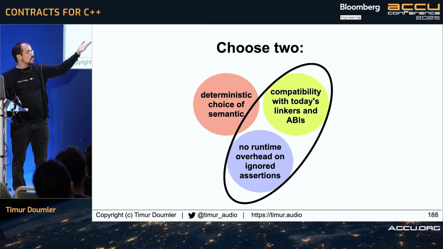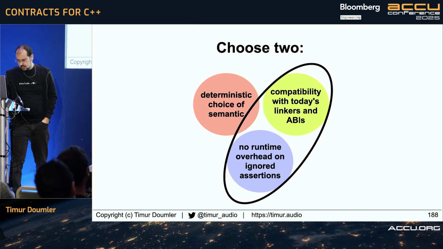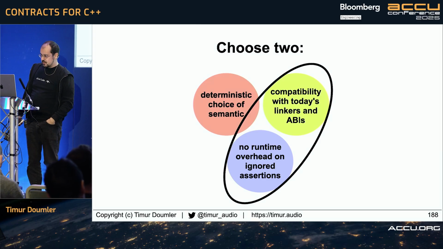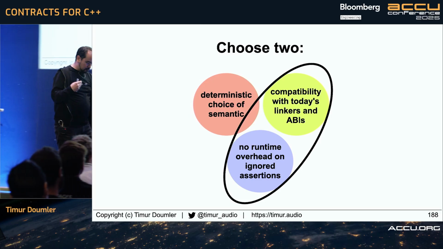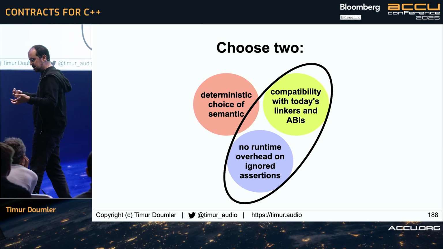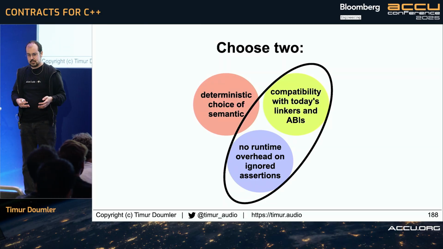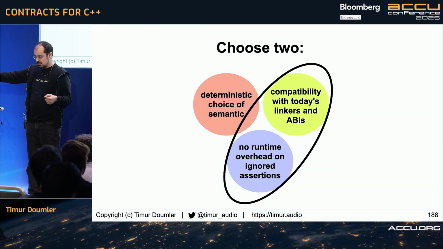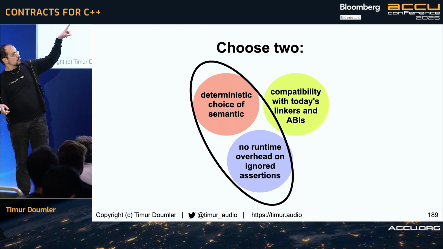But you don't break the ABI, and you still don't have runtime overhead if you ignore them. Another possible choice would be to say, well, we can expose the contract assertion evaluation semantic in the ABI somehow. And then the linker can pick it up and say, OK, here's the version with checks. Here's the version without checks. This translation unit says they want checks, so we're going to pick this one. So then you choose these two.